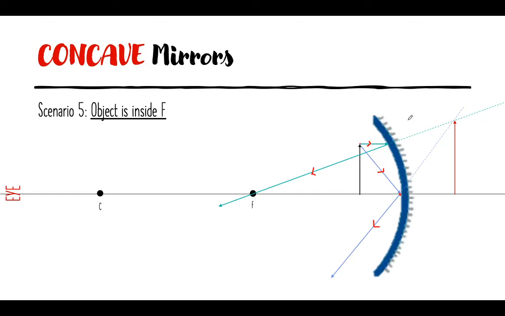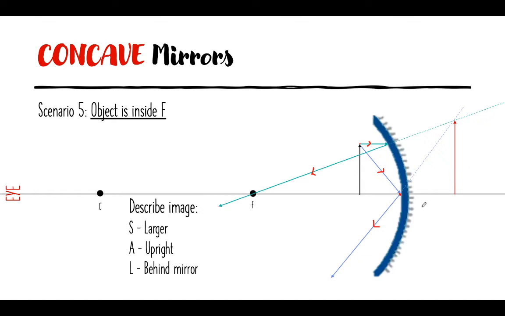So let's compare my image to my object. Let's describe it using SALT. The size of my image is larger, right? The attitude, so I'm comparing if it's upright or inverted. They are both facing the same way, so they are both upright, the image is upright. Location is behind the mirror.